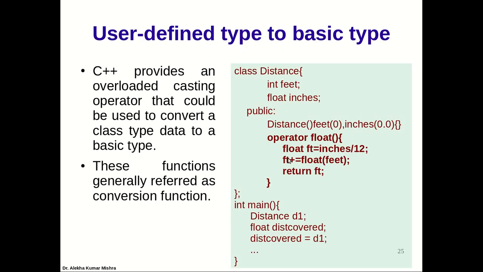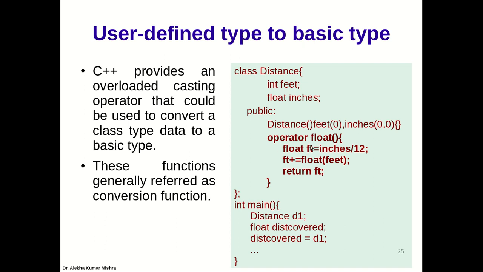Second, when it comes to user defined type to basic, like we have a distance object and we want to convert it back into float, for this we have to provide an overloaded casting operator. Generally we call this a casting operator, or a conversion function. And the syntax is something like this.